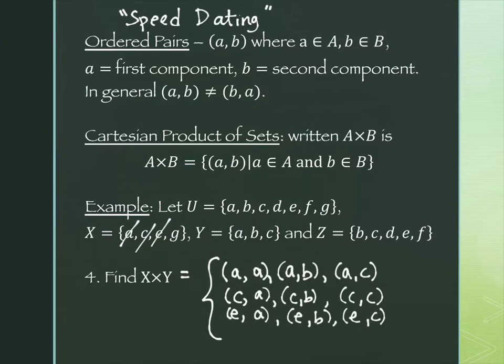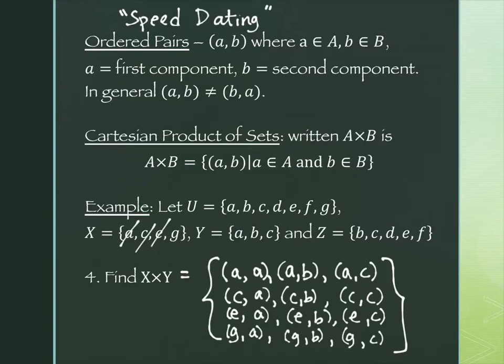And then I can do the same thing with G. So I can do G and A, G and B, G and C. And if I'm asked to find the Cartesian product, this is the Cartesian product. It is a collection of ordered pairs.